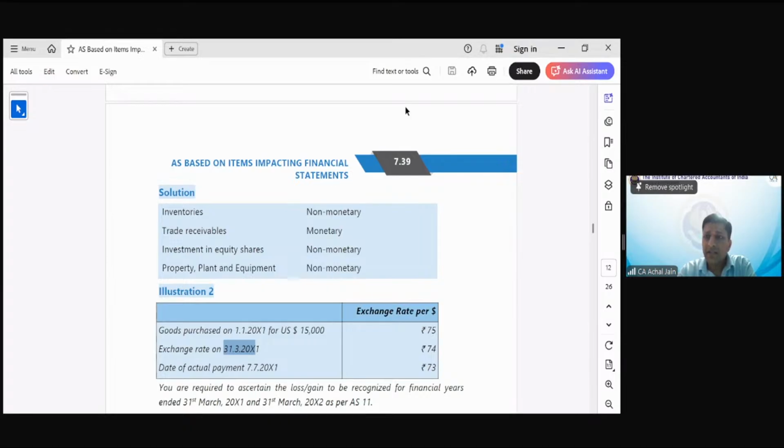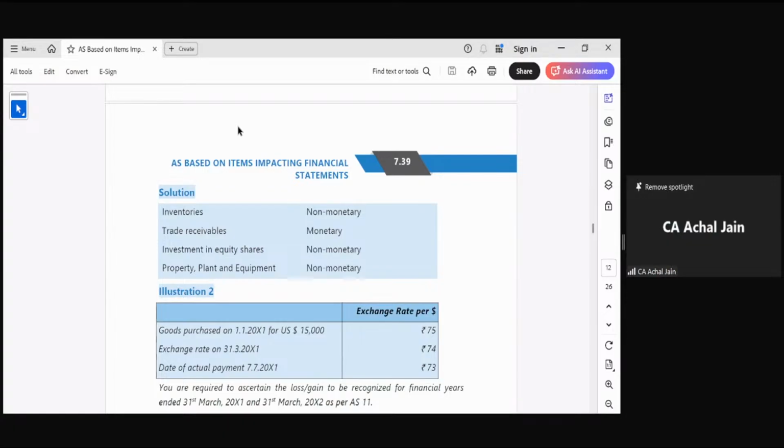Answer is yes. What is that? See, when you record this transaction, your accounting entry will be purchase debit to trade payable. Correct? You will record the purchases, credit trade payables.